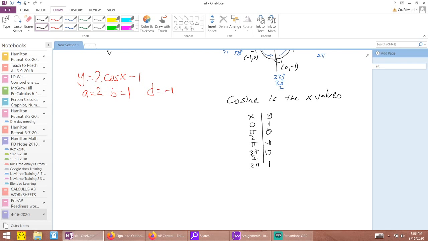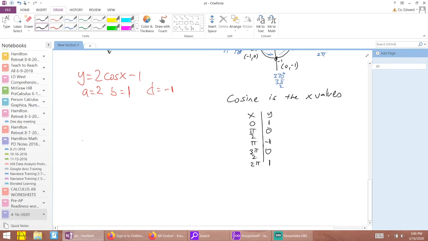So let's go ahead and do one more, just a made up graph. Y is equal to 1/2. Let's do a cosine graph. Cosine of x, let's say it's going to be plus 1. A is equal to 1/2. B is equal to 1. And we have no C, no parentheses. And D is equal to 1.